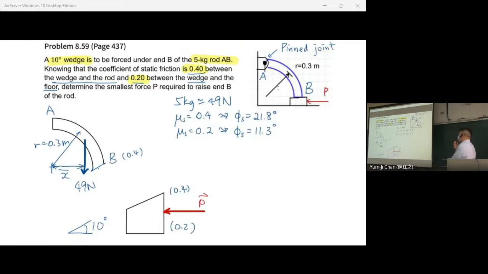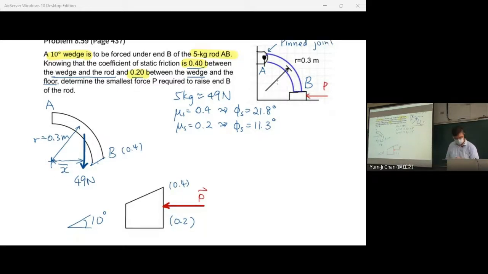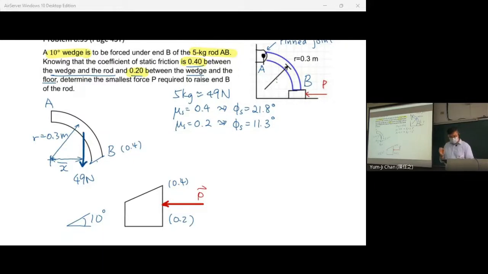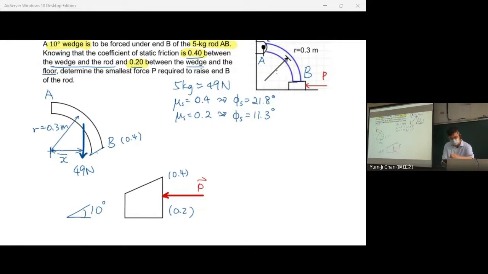Now, from where should we begin drawing the forces? Should we begin from here or should we begin from below? We begin from below, okay? Here, of course, we have the normal force and friction force.